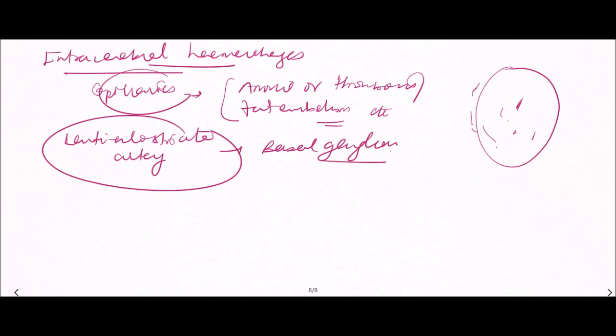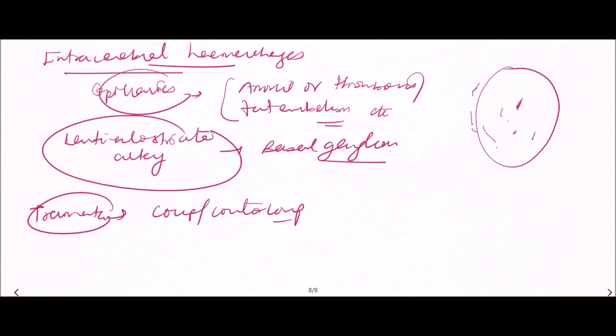Now, traumatic intracerebral hemorrhages are also common. These traumatic hemorrhages may result from coup or contrecoup injuries, the contrecoup mechanism, and most commonly these are seen in the frontotemporal regions, and these hemorrhages may be associated with skull fractures.